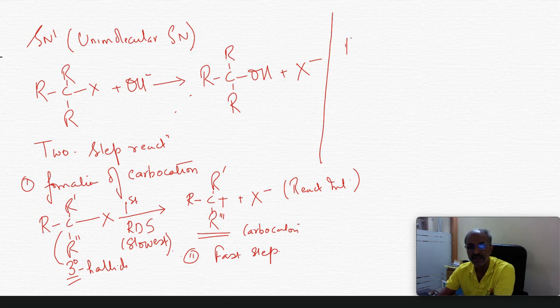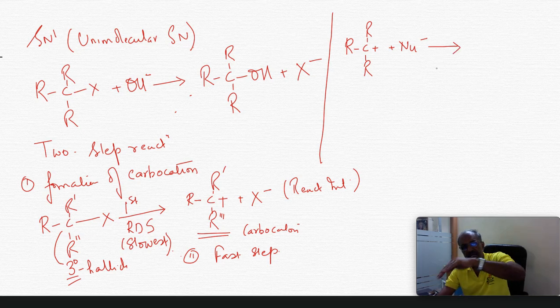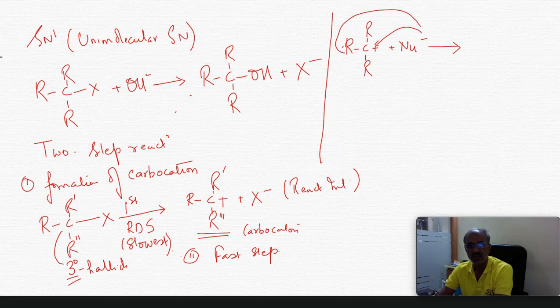The carbocation which is there is attacked by a nucleophile. Now the nucleophile has two possible positions from which it can attack. Either it can attack from the front side or from the back side. That means either it can attack from here or from here. Take for example this as A and this as B.